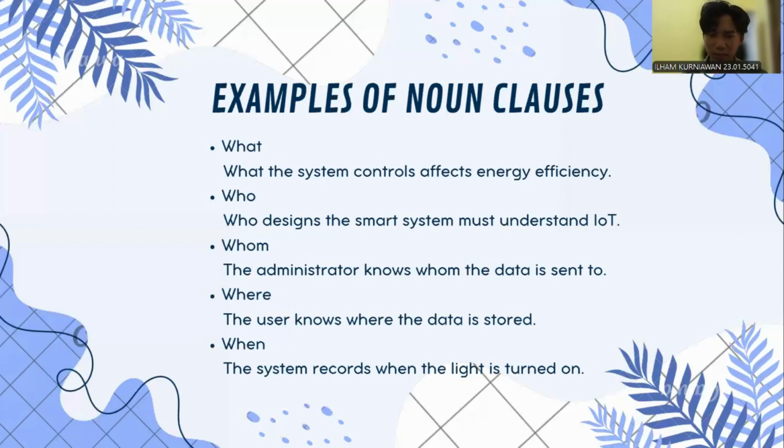What, the example is: what the system controls affects energy efficiency. Who, the example is: who designed the smart system must understand IoT. Who, the administrator knows whom the data is sent to. Where, the example is: the user knows where the data is stored. When, the example is: the system records when the light is turned on.